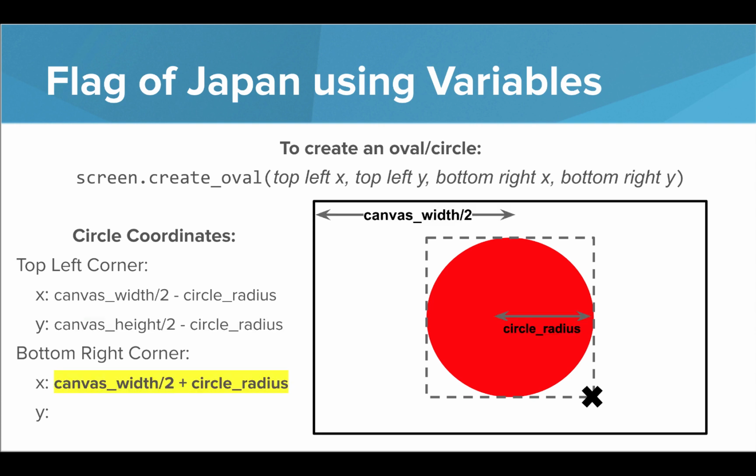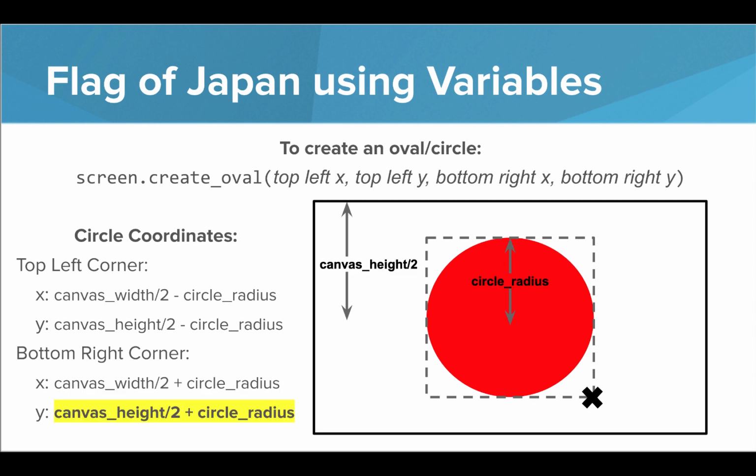To find the x-coordinate of the bottom right point, we follow the same steps, but instead of subtracting the radius of the circle, we add it to half the canvas width. And to find the y-coordinate of the bottom right point, we add the circle radius to half the canvas height. Let's see this in the editor.